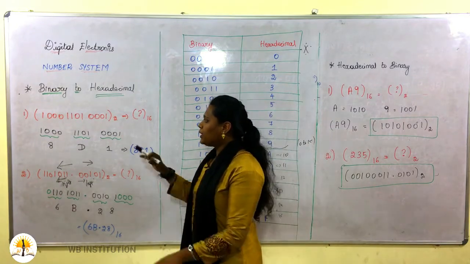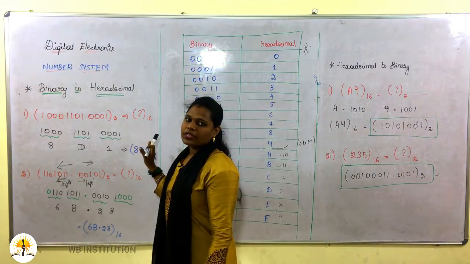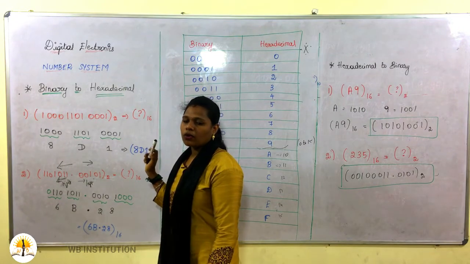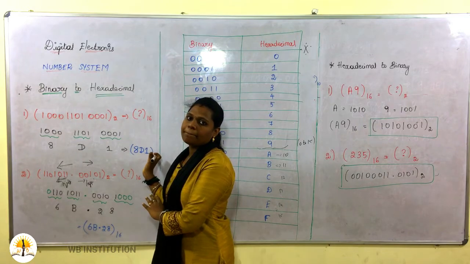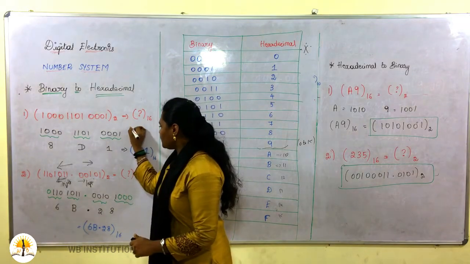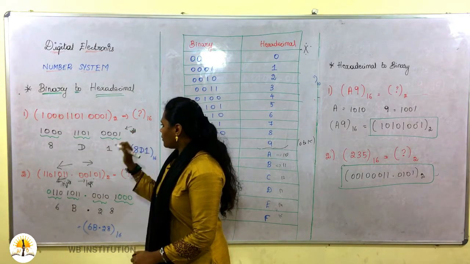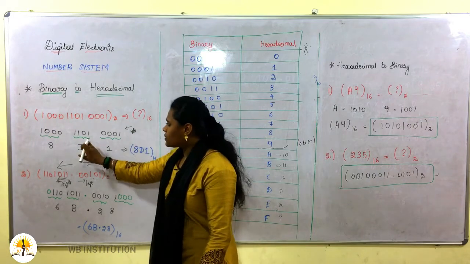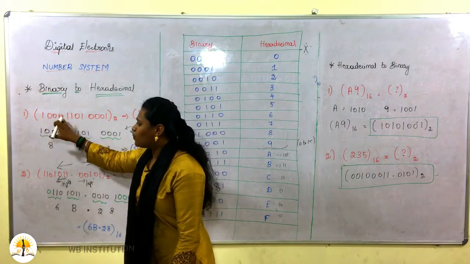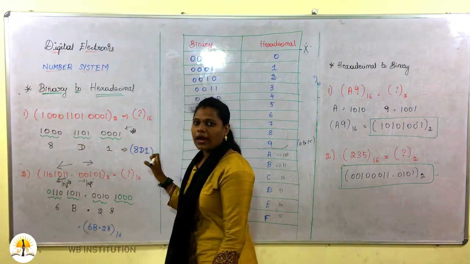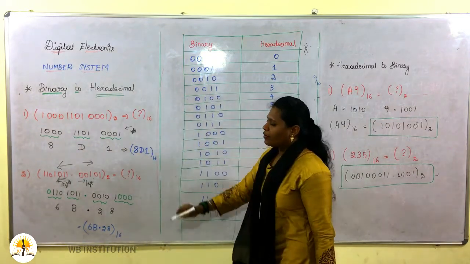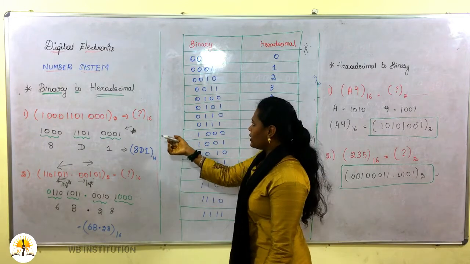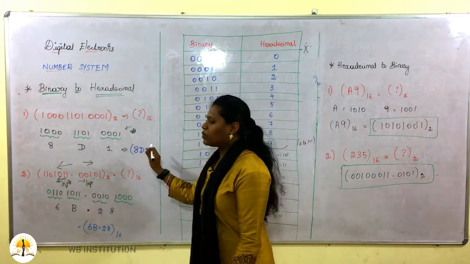Just split the terms into 4 bits. For hexadecimal it's 4 and for octal it is 3. You have to remember this one. Split the bits from the right side, so 4 terms, 4 terms, 4 terms. Here it is 4 terms equally, so you need not add any zeros. Just substitute the value. For 1000 it is 8, for 1101 it is D, and for 0001 it is 1. Just substitute the value, that is enough.